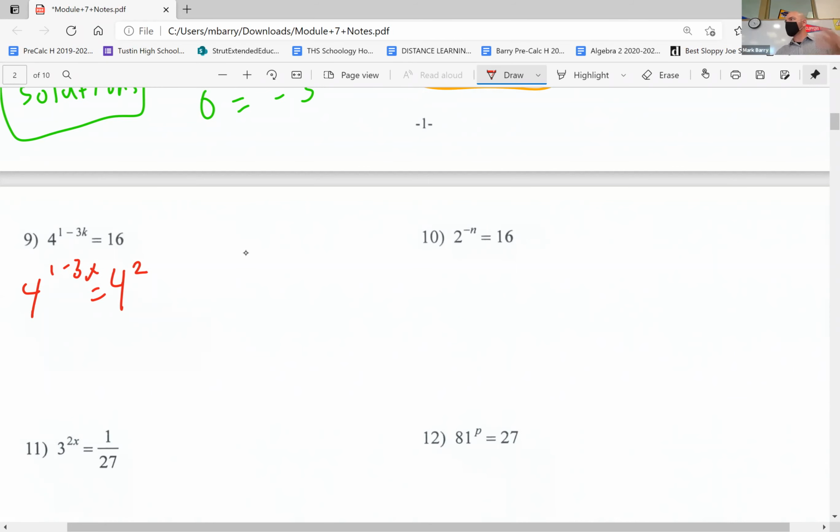Did I really change it? No, right? 16 is 4 squared. I just rewrote it. Why did I rewrite it? Because I wanted them to have the same base. Now that they have the same base, what can I do? I can set the exponents equal to each other and solve. Look at that. Now it turns into those ones we saw before.